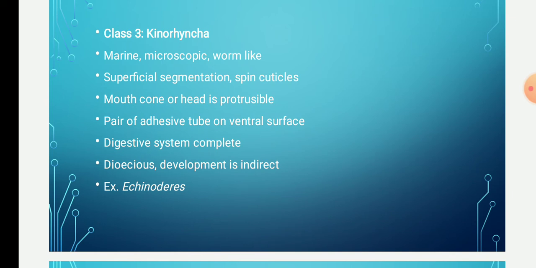They are dioecious, that is, the male and female reproductive organs are present in different individuals. Gonads are a pair of tubular sacs. Fertilization is internal. Metamorphosis with several larval stages is a common feature of this. The organism belongs to the class Kinorhyncha. So they will show indirect development. For example, it is Echinoderes.